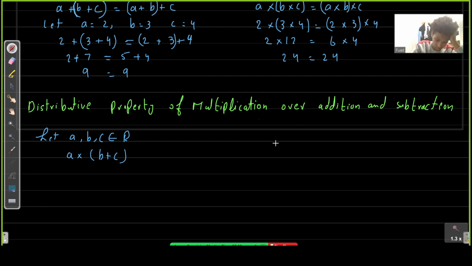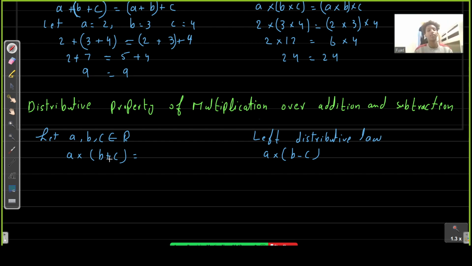So I'm going to write here, A multiplied with B minus C. Actually, this is the left distributive law, because A is multiplying this bracket from the left side. So this is called the left distributive law. I'm going to write here: left distributive law of multiplication over addition and subtraction.